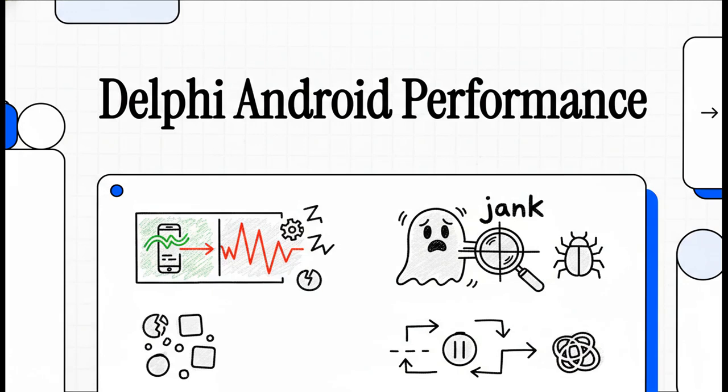You know that feeling, right? You've poured weeks, maybe months, into building this slick Delphi app for Android. It looks great, the features are all there, but when you use it, something's just off. A scroll that should be smooth suddenly hitches. An animation stutters for just a split second. It's that little bit of jank that makes a professional app feel cheap.